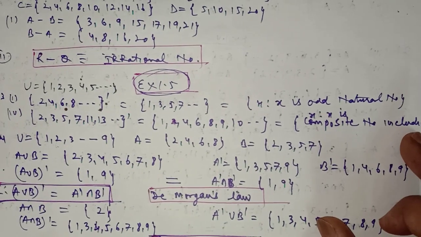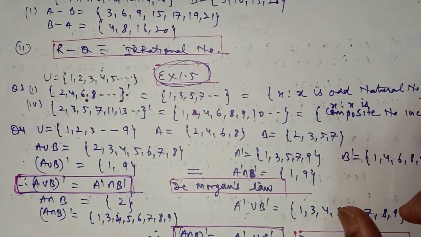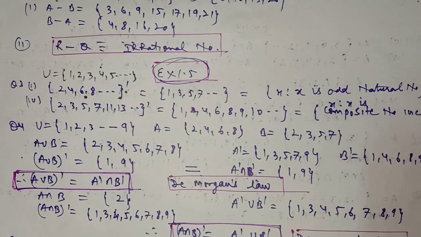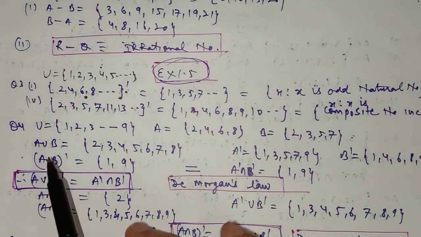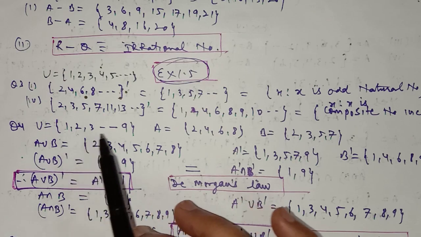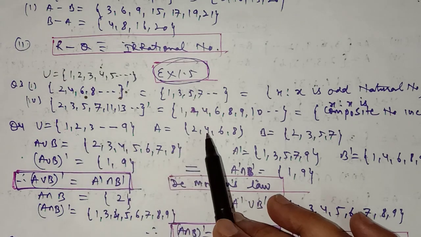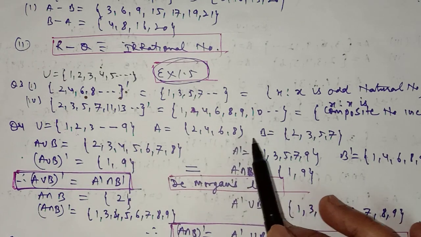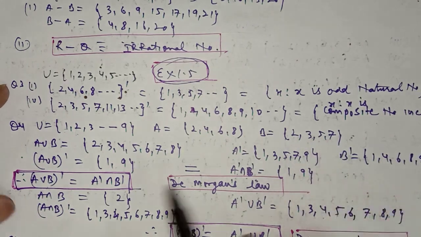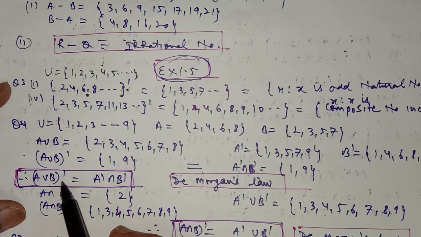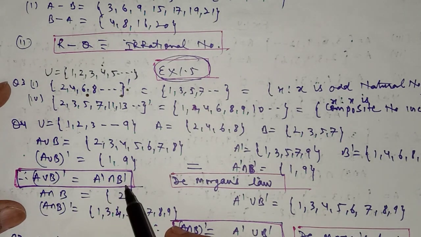In question number 4, you have to prove De Morgan's law, which we have done earlier in 2 ways, by the Venn diagram as well as by taking examples when we were discussing the complements of sets. So here also I will prove it. The universal set is given as the natural numbers 1 to 9. The set A is given as 2, 4, 6, 8, and the set B is given as 2, 3, 5, 7, 9. Now you have to prove that (A union B) whole complement is equal to A complement intersection B complement. This is De Morgan's law.